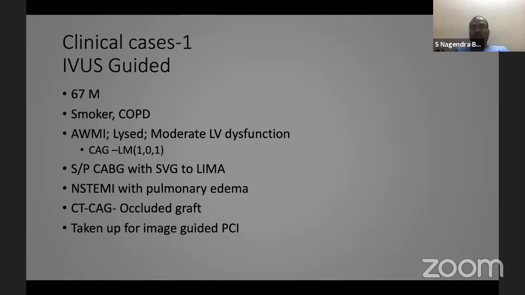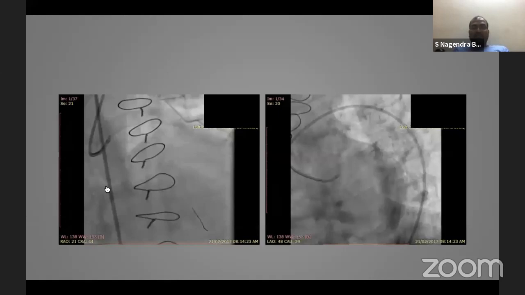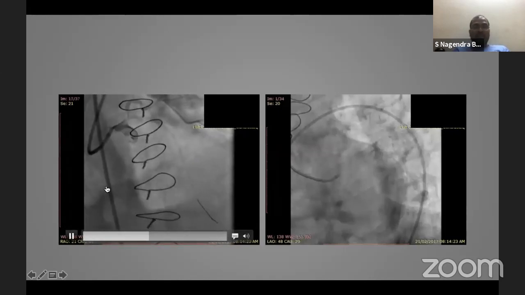Angiography was done in Madurai, and CABG was done in Madurai. Unfortunately, SVG and LIMA were placed, and the patient had a graft closure. When he was diagnosed with graft closure, he had a non-ST elevation MI later with pulmonary edema, and was taken up for image-guided PCI. So this is the angiography of this particular patient.